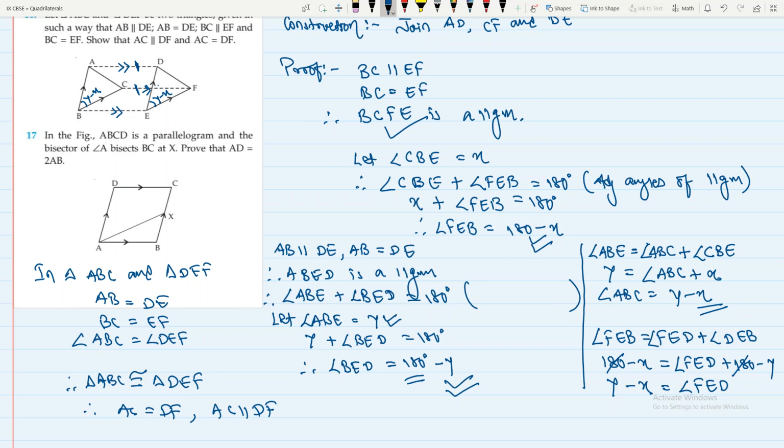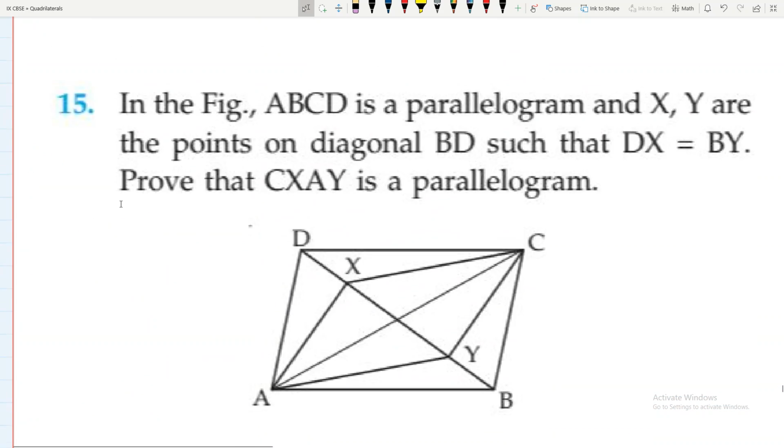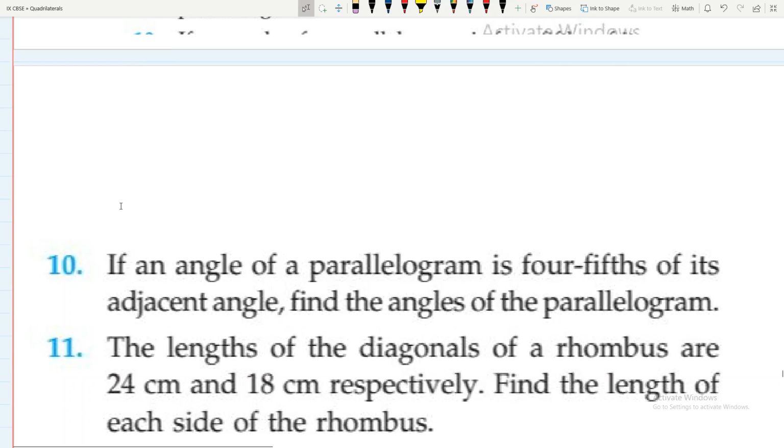Yes sir. Did all of you understand this? Yes sir. Good. Any other doubt in exercise 8B?